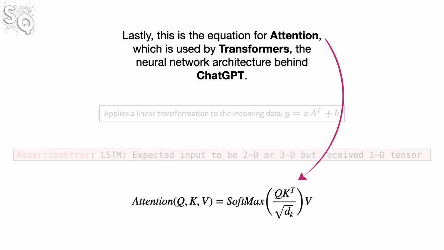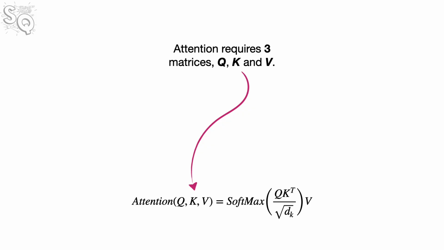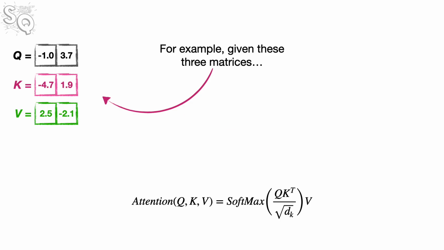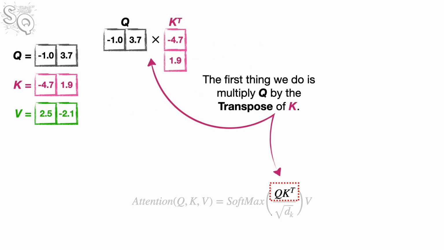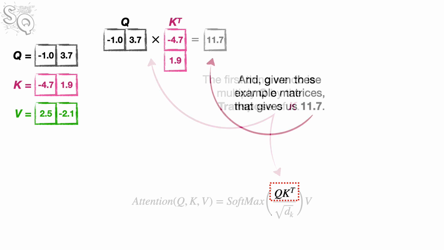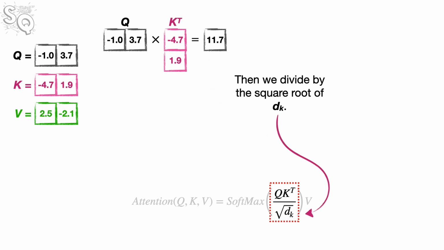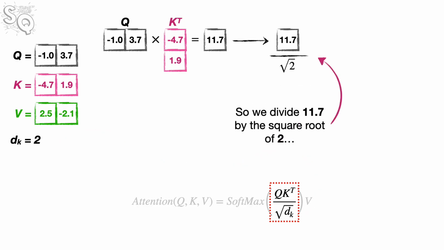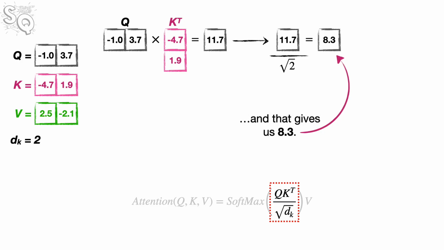Lastly, this is the equation for attention, which is used by transformers, the neural network architecture behind ChatGPT. Attention requires 3 matrices, Q, K, and V. For example, given these 3 matrices, the first thing we do is multiply Q by the transpose of K. And given these example matrices, that gives us 11.7. Then we divide by the square root of d sub k. And for the sake of this example, let's assume d sub k equals 2. So we divide 11.7 by the square root of 2, and that gives us 8.3.